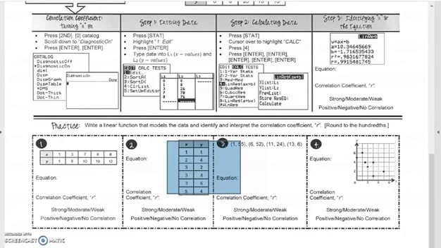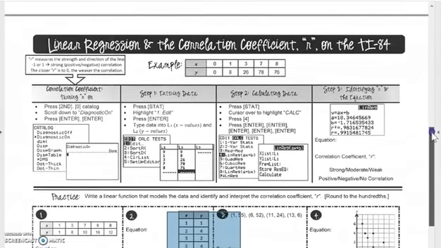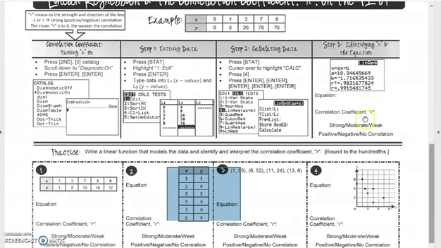So this is the back of your notes, and just to show you, it goes through the different calculator steps. All of this right here is just, if you forget the calculator buttons, how to turn your diagnostic on, the stat edit, where to type in all your stuff. So it's just calculator buttons to refresh yourself.